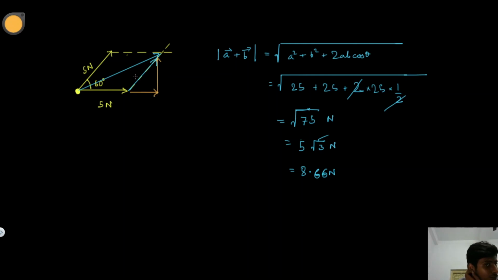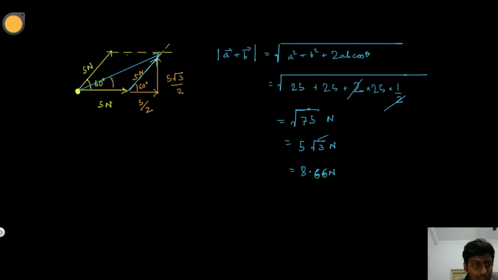Right, so the magnitude of this vector is also 5 newtons, so this magnitude would rather be 5 cos 60, and cos 60 is half, so this would be 5 by 2. Similarly, the magnitude of this vector would be 5 sin 60, which is 5 root 3 by 2.